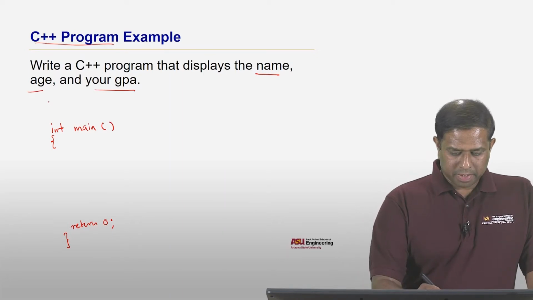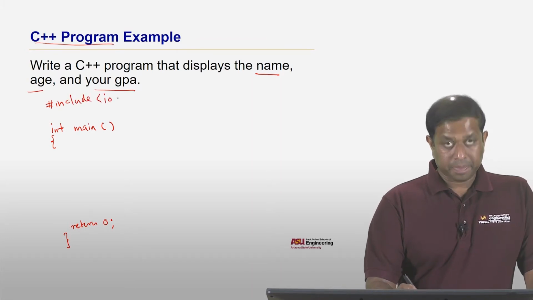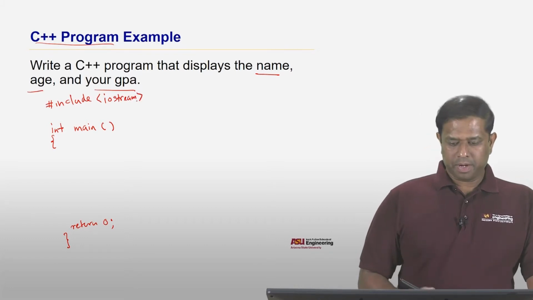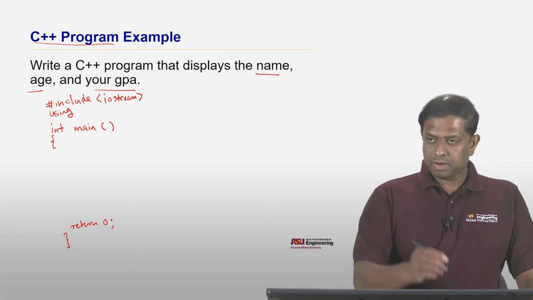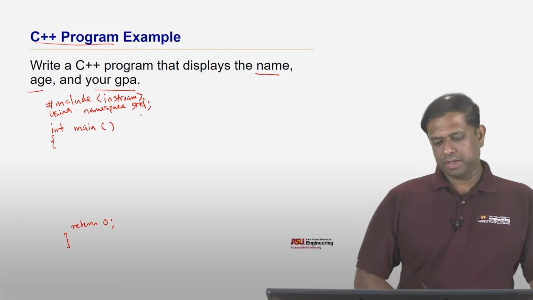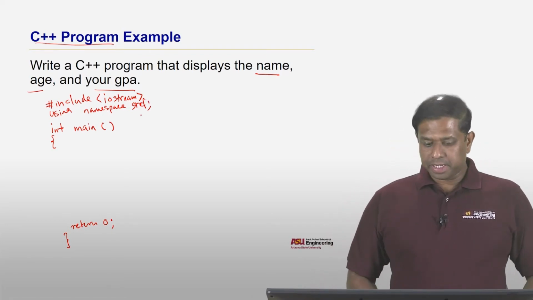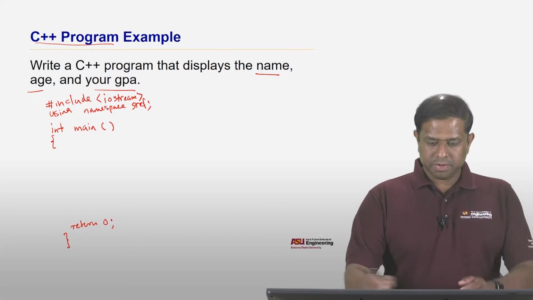So then we need to have the include directive: include iostream library, and then we need to say that we use the standard library defined for the input output, using namespace std. So that's the basic template. Now inside this we need to construct cout statements to do these 3 tasks.